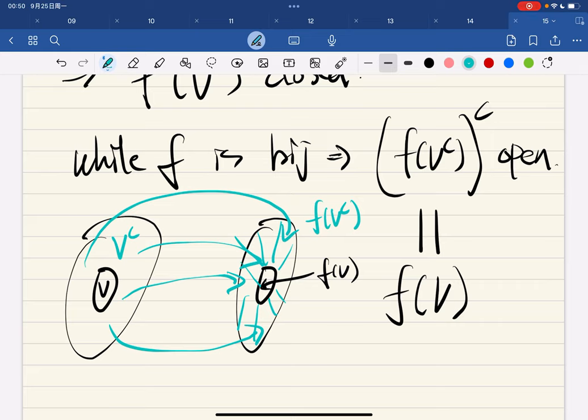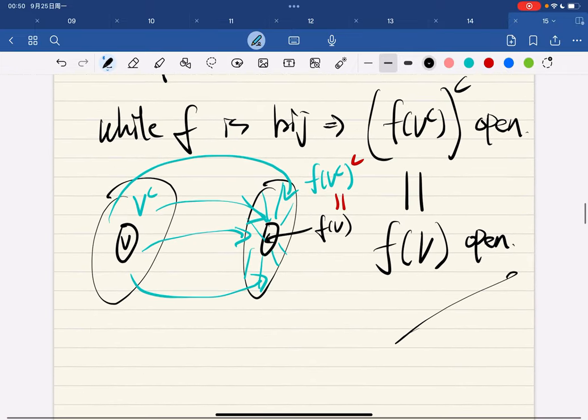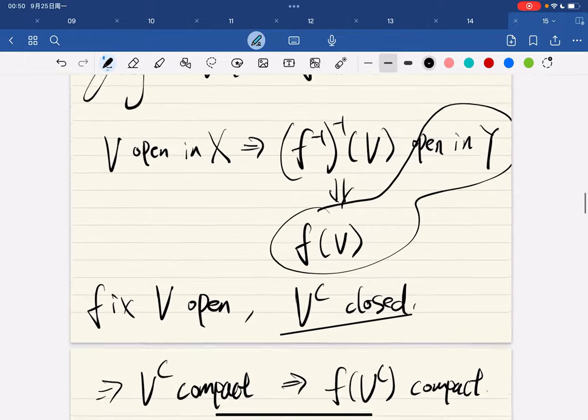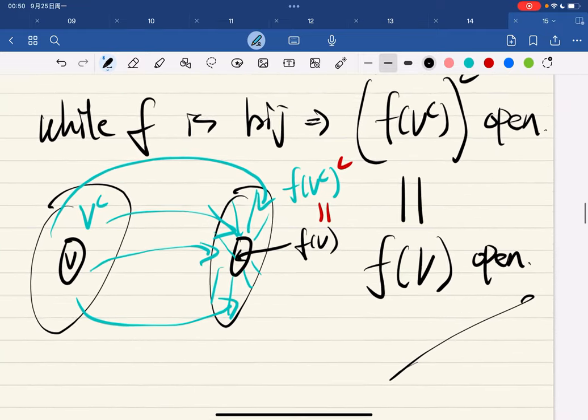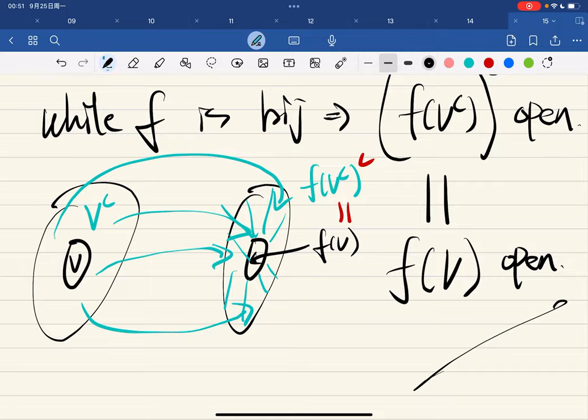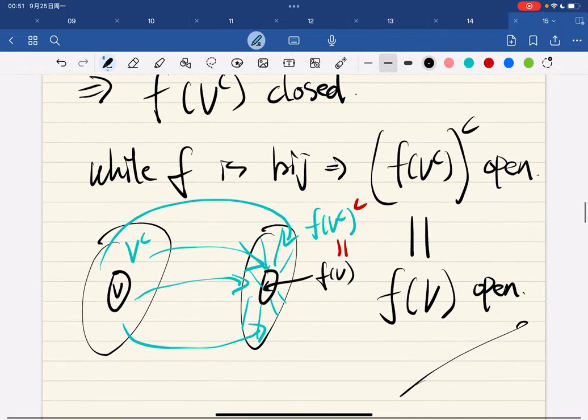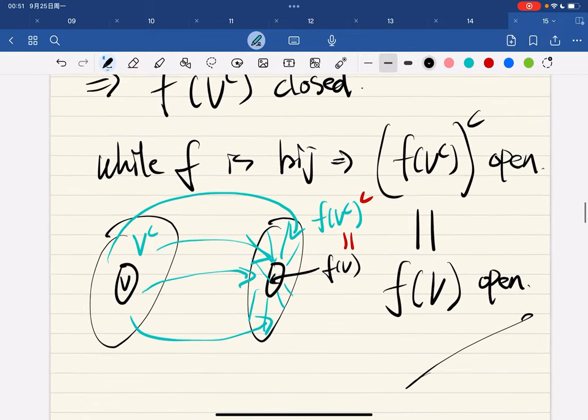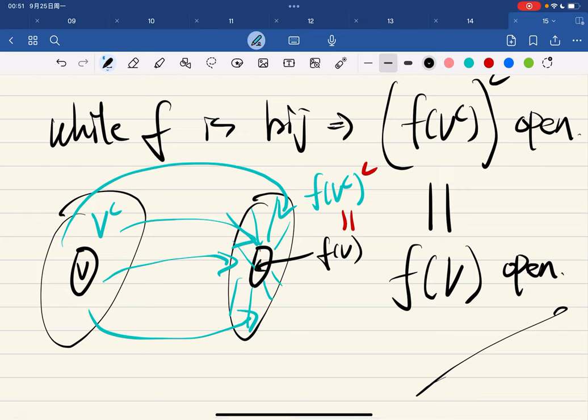While this thing, if you take a complement, is equal to f(V), right? So f(V) is open. We're done. We wanted to show f(V) is open. So here's a simple diagram you can show. V complement maps to all those. If V is closed then its complement must be open. Yeah, this is a good property of bijective functions.